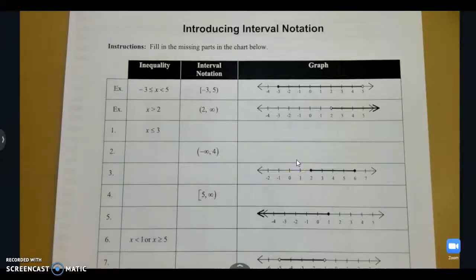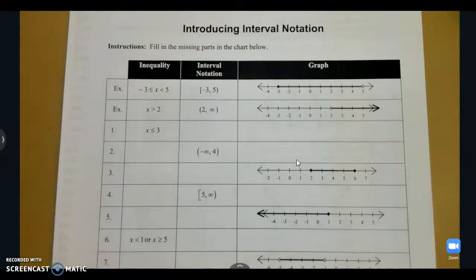Okay, this is a crash course on interval notation and an introduction to domain and range. Some of this should be a little familiar to you, especially inequality notation and drawing it on a graph or a number line. So let's just analyze the first two examples and then we'll work some problems together.